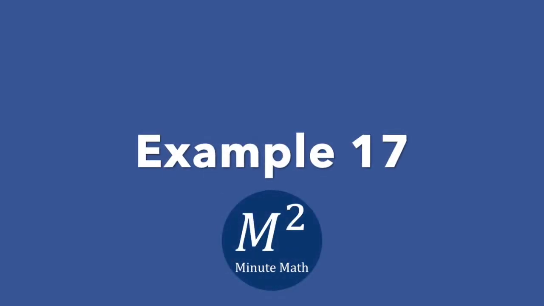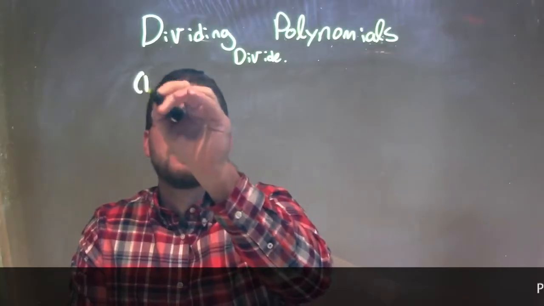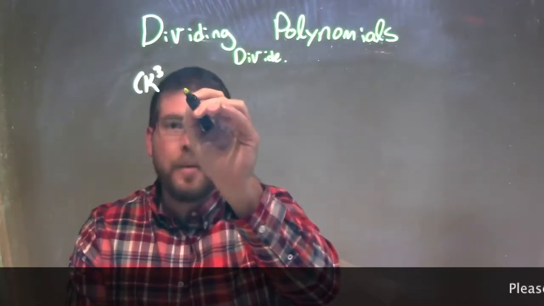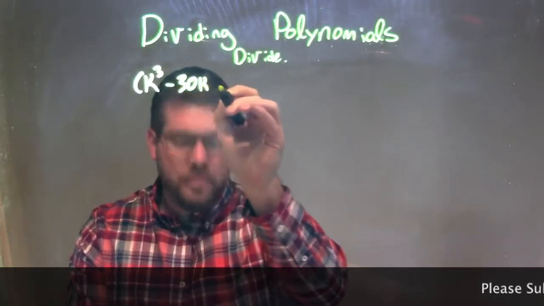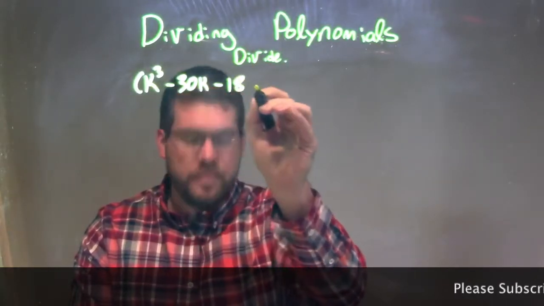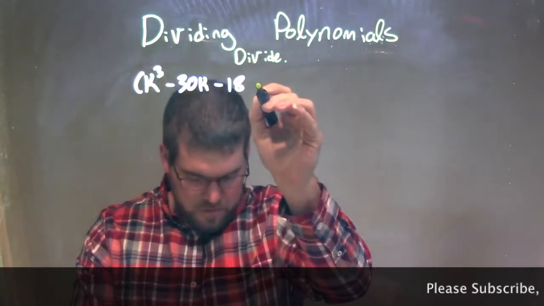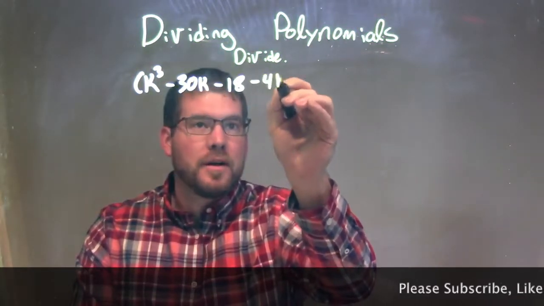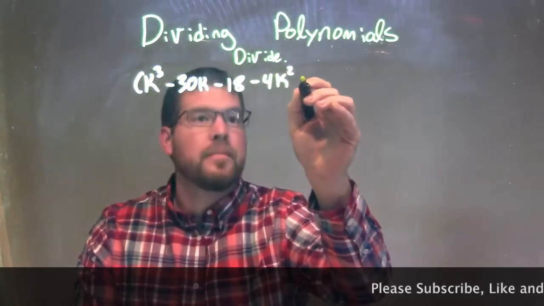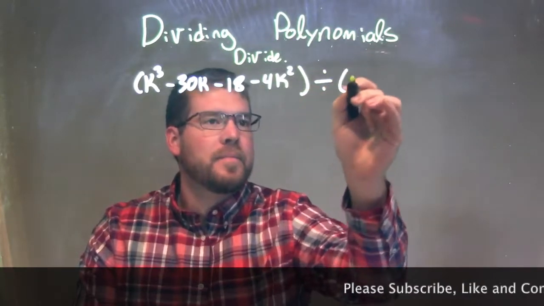k to the third minus 30k minus 18 minus a 4k squared, divided by 3 plus k.